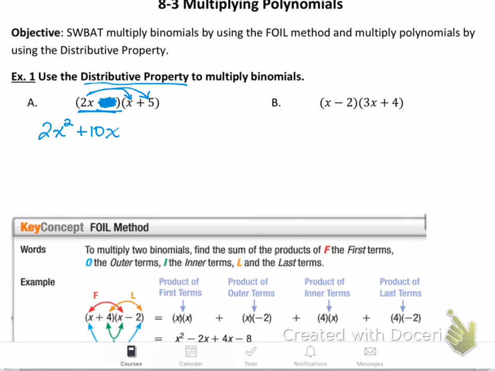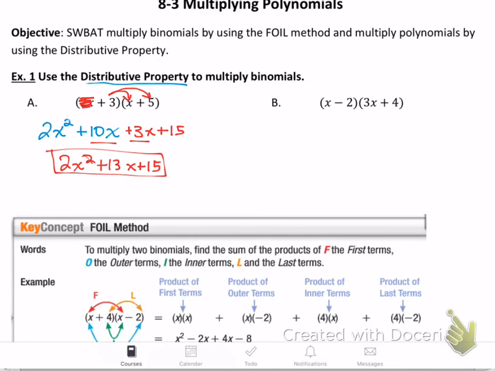Now I'm going to cover the 2x and I'm going to uncover the positive 3. So when I do that, I have to distribute this positive 3 into the second group, and so I get 3 times x, which is 3x, and I get 3 times 5, which is 15. And then what you can do to simplify is combine any like terms, and so my final answer becomes 2x squared plus 13x plus 15. So that is what happens when I use the distributive property.